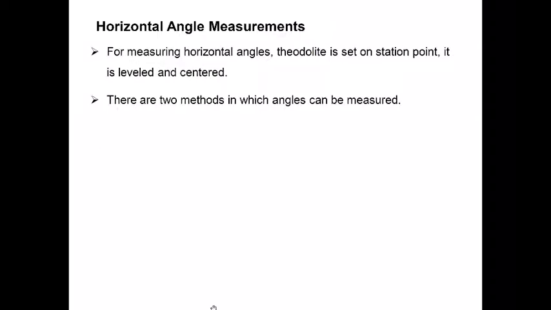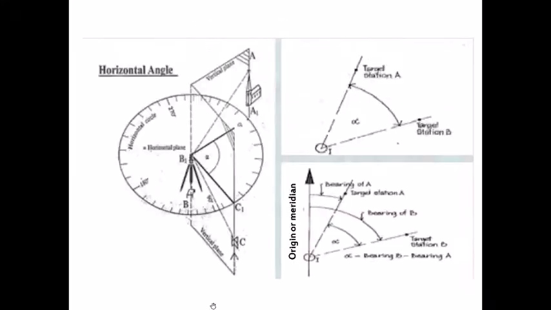So now that we are ready to take the reading, first let's talk about the horizontal angles. There are two methods by which you can measure horizontal angles. One is called the repetition method and the other is called the reiteration method. So let's say we set up our instrument above the point B and we want to measure the angle ABC. Now there are two ways to do this.